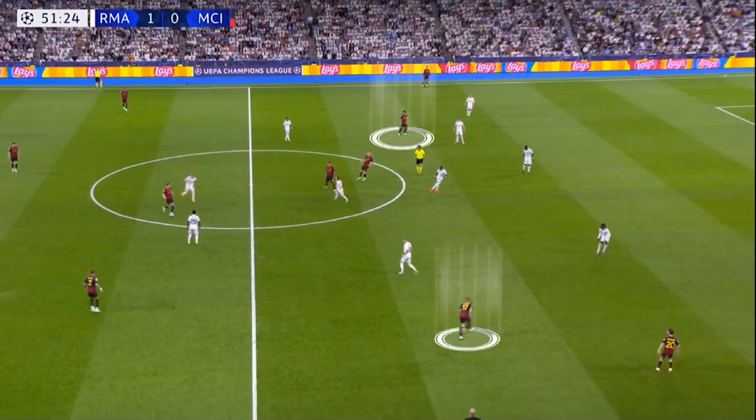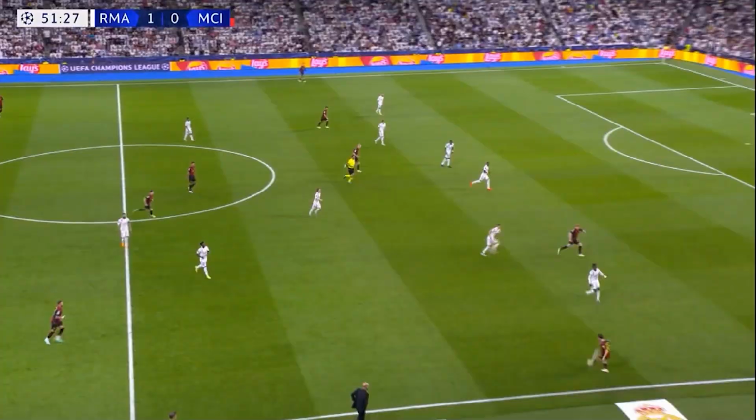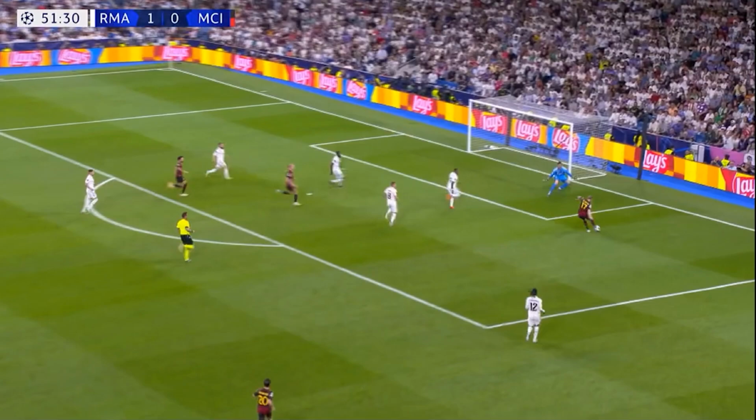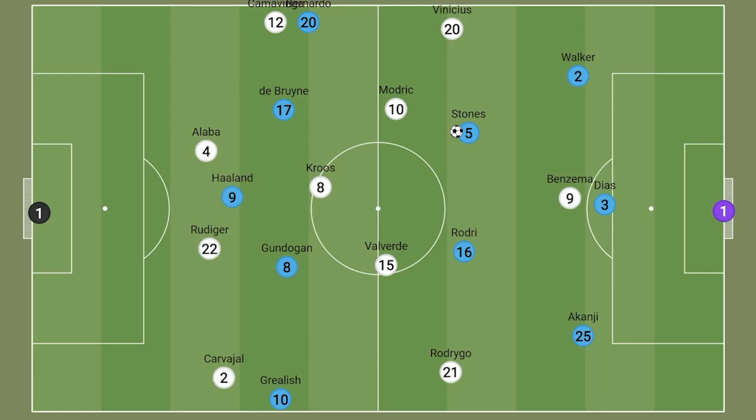Gundogan and De Bruyne are high in the half spaces in this scenario, and Stones looks to make the pass to Bernardo to create an isolation. And he manages to do just that, drawing Camavinga, but on this occasion, De Bruyne made the most of the space and the first time pass was quick enough so that he could be found, leading to a decent shooting opportunity. But Real have come up against shapes like this plenty, and the intelligence of their players allows them to quickly adapt.